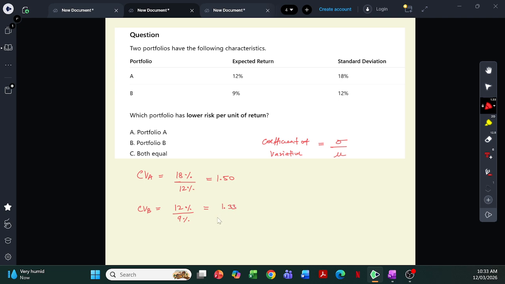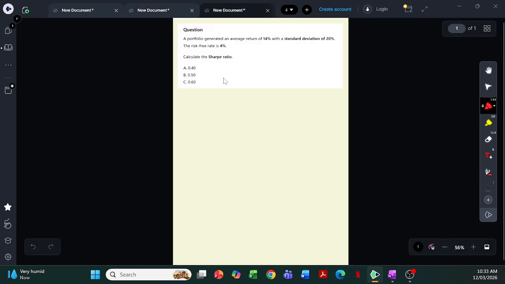Okay, we can clearly see that the coefficient of variation of A is greater than B. So which portfolio has lower risk per unit of return? It's going to be B. The lower the better. Coefficient of variation, the lower the better. Pretty simple and straightforward, but this is a key idea that is covered in a lot of examinations.